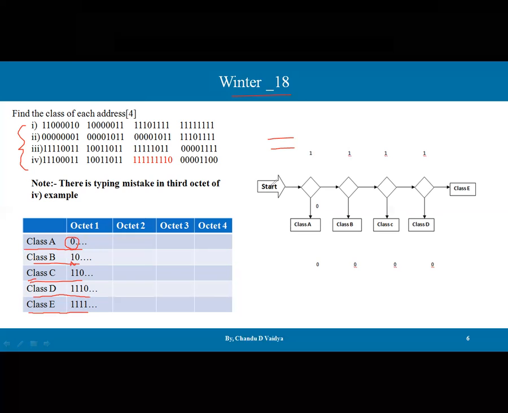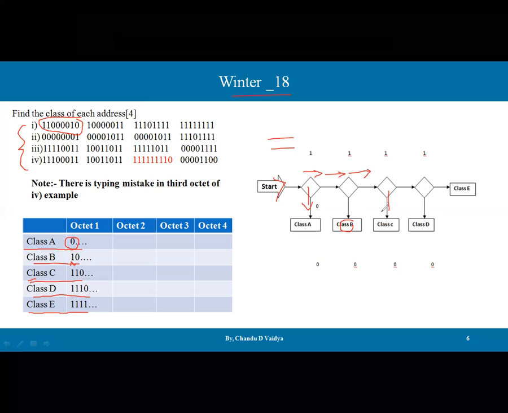Here there is a flowchart. The flowchart starts from this one. If any address, let's say this octet, is available with us, check whether the first value is 1. If it is 0, blindly say this belongs to class A. If it is 1, then go to the next condition and check the next bit, whether it is 0 or 1. If it is 0, then say it belongs to class B. If it is 1, then again proceed further and check whether it is 0 or 1.